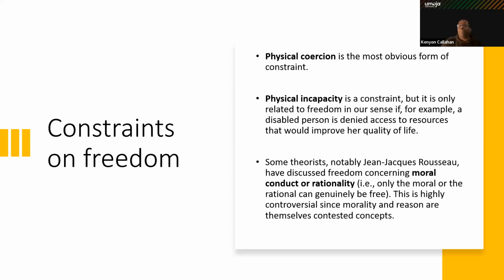Physical incapacity is a constraint, but it is not the only one related to freedom in our sense. If, for example, a disabled person is denied access to resources that could improve their quality of life, that's also a form of constraint, not being able to have access. If you look at this video, you'll see the closed caption. If someone is hard of hearing and they take this course and there's no closed caption, how will they be able to pass this course or even understand the lecture, right?